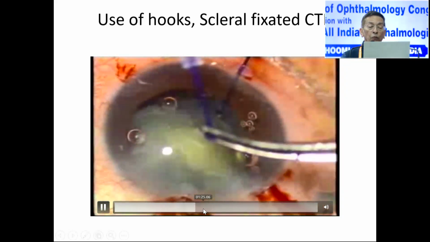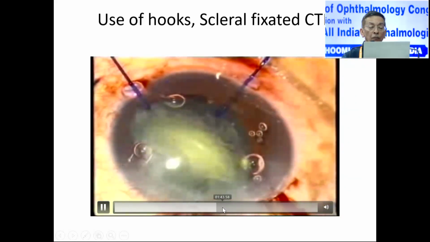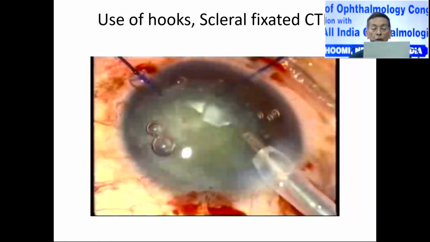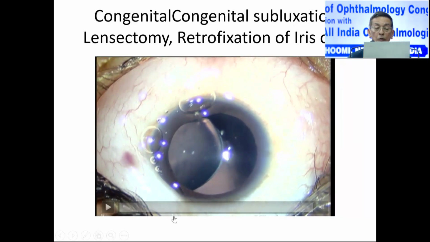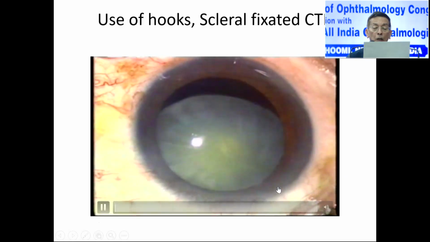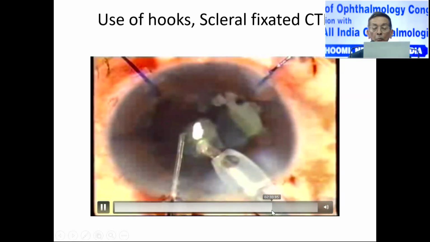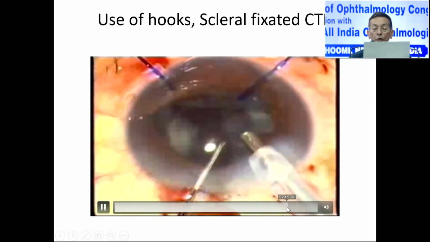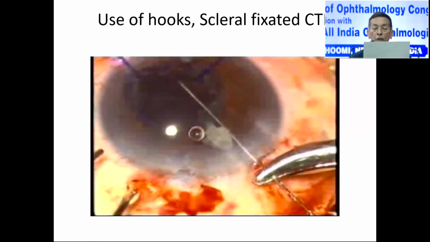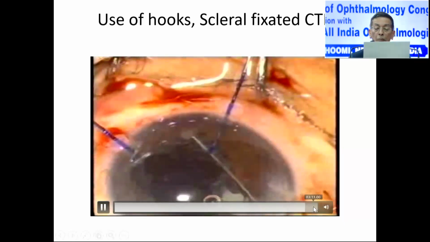And once you have a good hold on the capsular bag, you can comfortably do the phaco in low power and low flow mode, and remove this. Now the bag is still weak, you have to put the CTR and suture it. So we have sutured the CTR. We'll skip the 6 o'clock and complete the surgery.